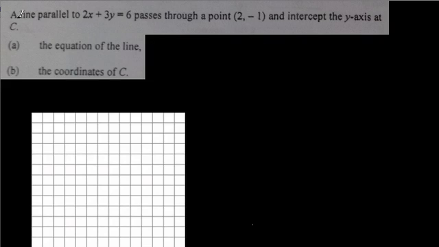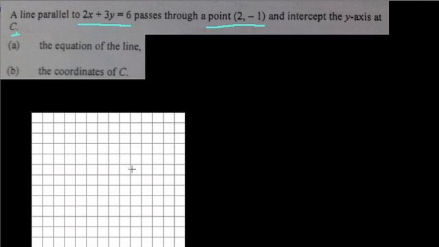Okay, so here I have a question which says that a line parallel to 2x plus 3y equals 6 passes through the point (2, -1), and it should say intercepts, plural there, intercepts the y-axis at some point C. So when they say that letter right there, that's a point. What do they want to know? Well, they want to know what is the equation of this line and what are the coordinates of C. In other words, where does it cross the y-axis?